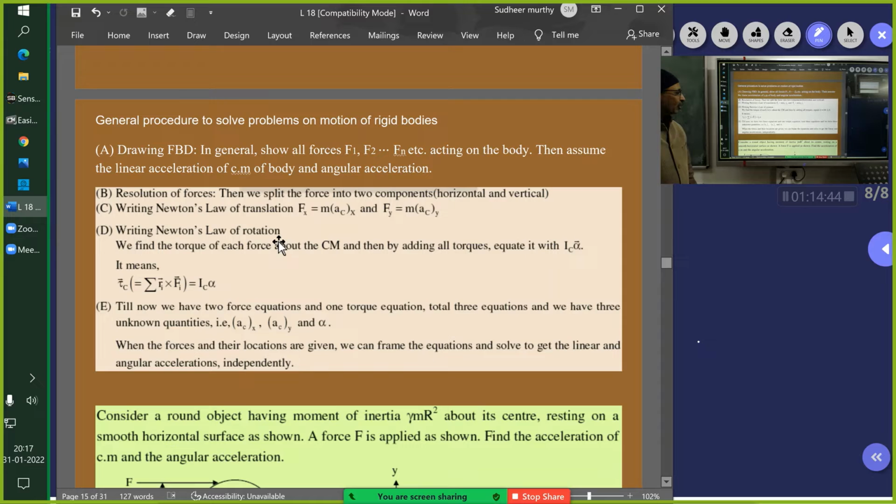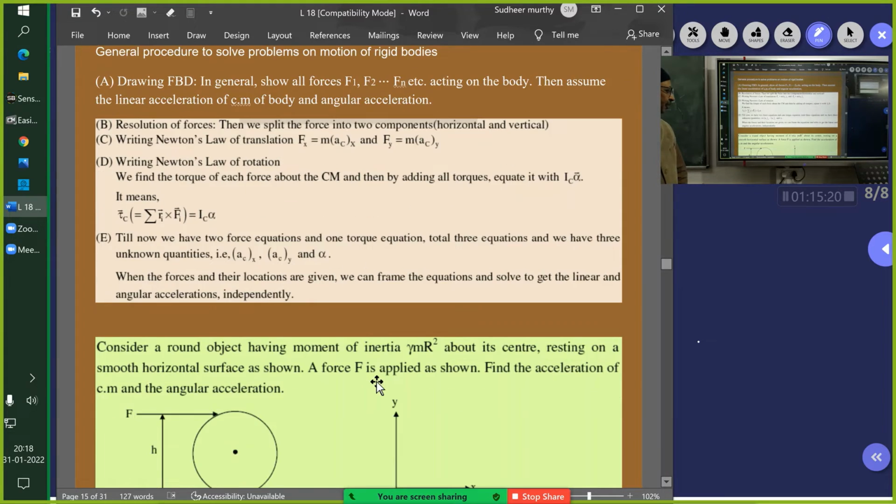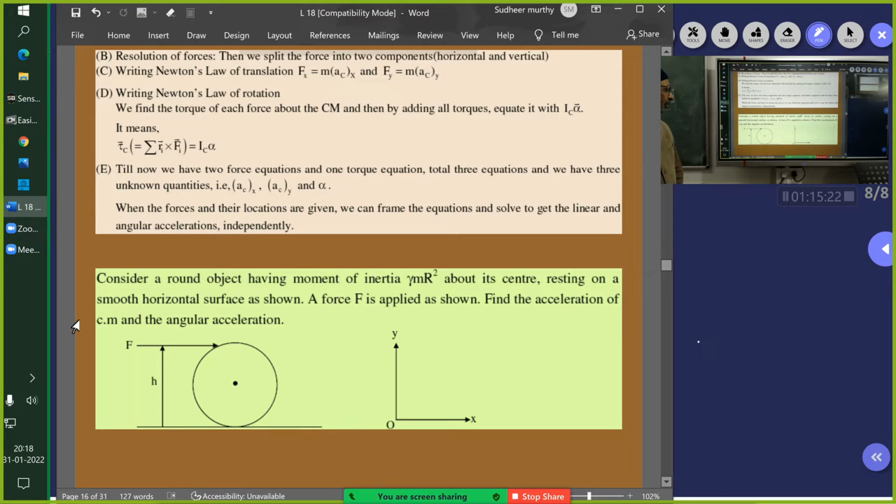And then write Newton's law for rotation. This is for translation; for rotation, tau c will be equal to summation of Ri cross Fi bar, equals Ic into alpha. So till now we have two force equations and one torque equation, totally three equations, and three unknowns: ACx, ACy, and alpha. When the forces and the locations are given, we can frame the equations and solve to get the linear and angular accelerations independently. Very simple. We have already used this. Now, solve this problem.